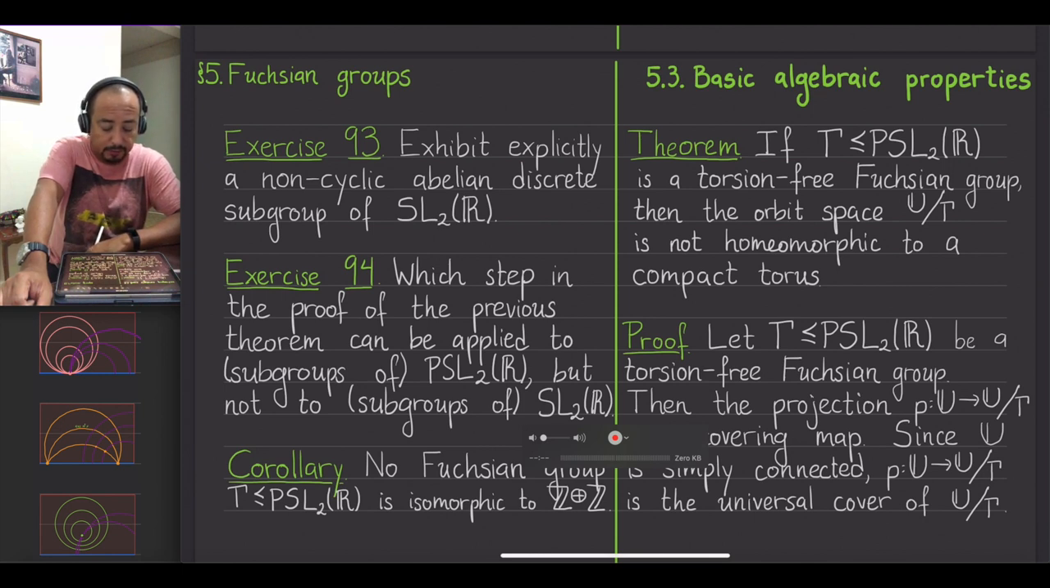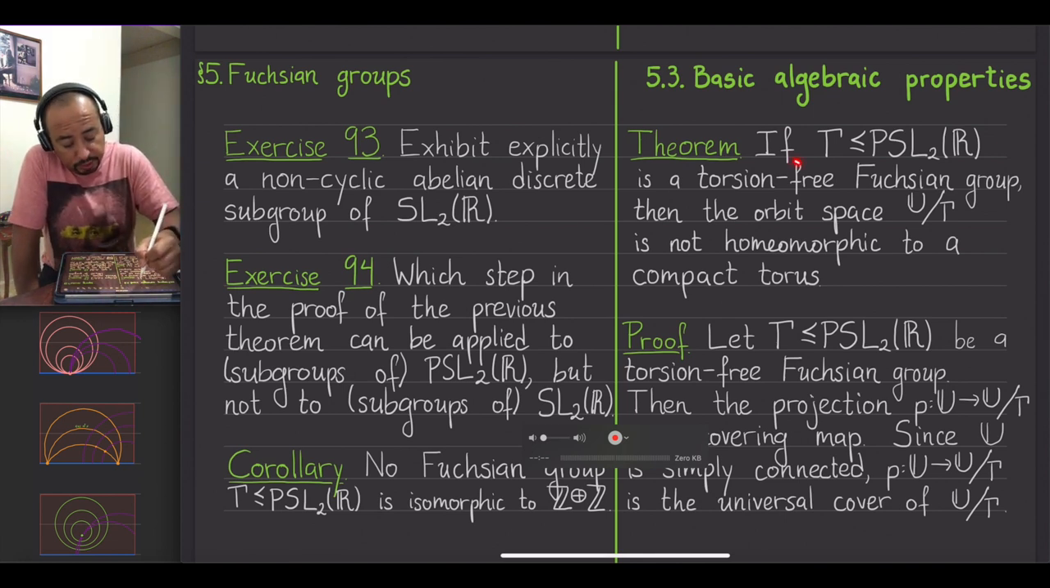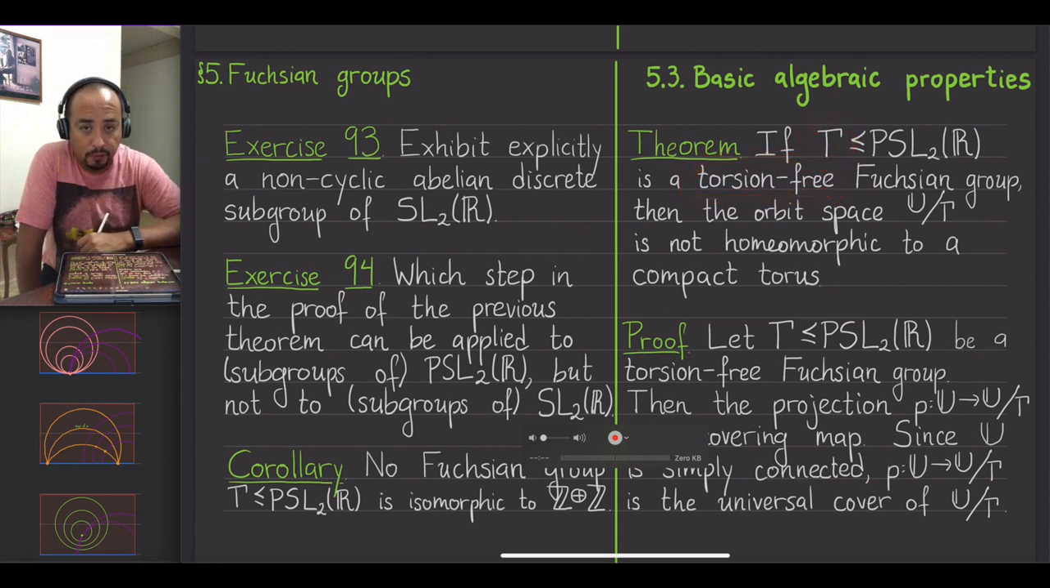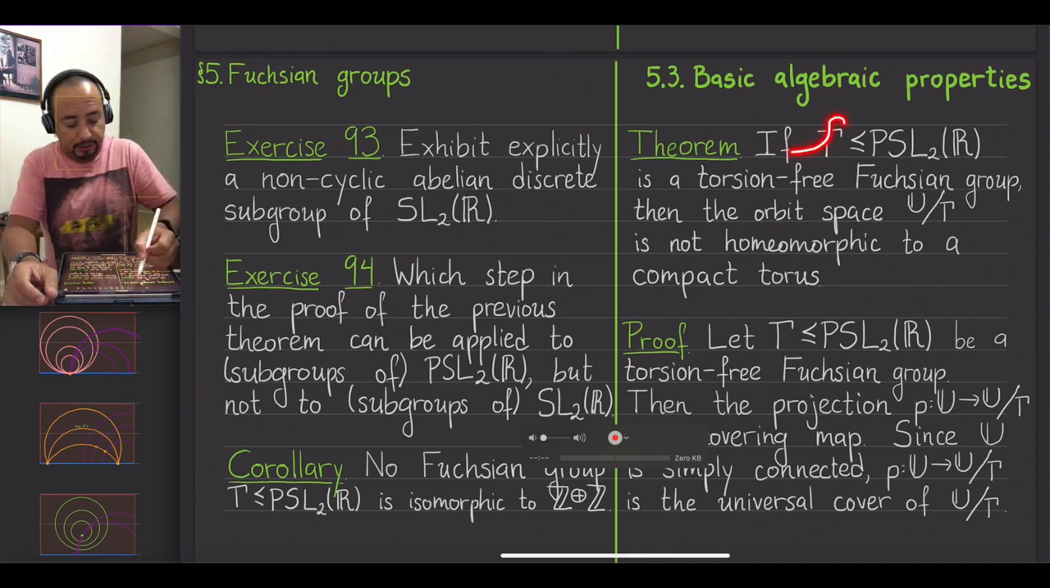That's what this ultimately means. Torsion-free tells me all its non-identity elements have infinite order. But then none of them can be elliptic, right? Because if you give me an elliptic element of PSL2R, the subgroup it generates is discrete if and only if the element has finite order. So if the non-identity elements don't have finite order, then none of them can be elliptic. Hence, they cannot have fixed points in U.